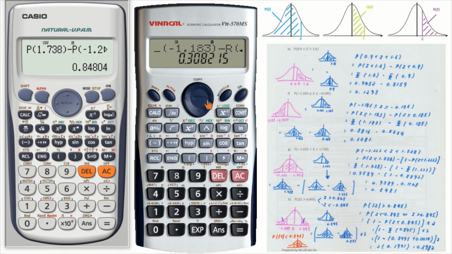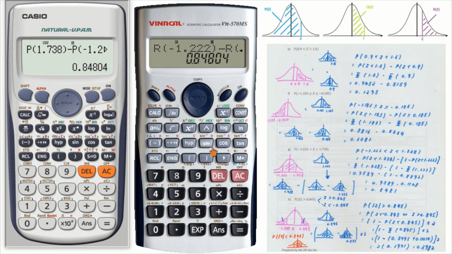After that, let's move on to this one. If it's greater than, then you are going to use negative 1.222. So this area is going to minus the area for 1.738. So you realize that actually you still need some basic idea. It's not like with a calculator you don't need to know anything and can solve it. You still need to know how to draw, to sketch your graph and so on, and only then can you use your calculator to find it. So yeah, the same answer.